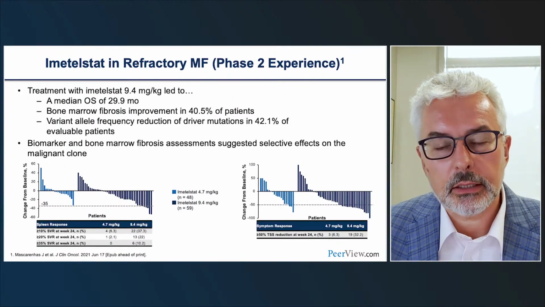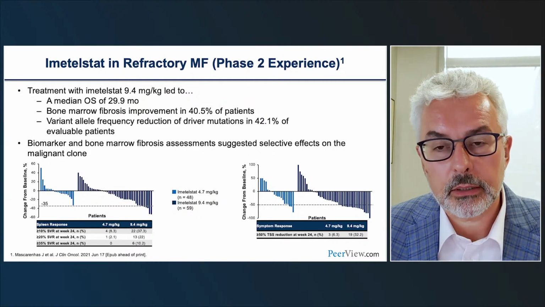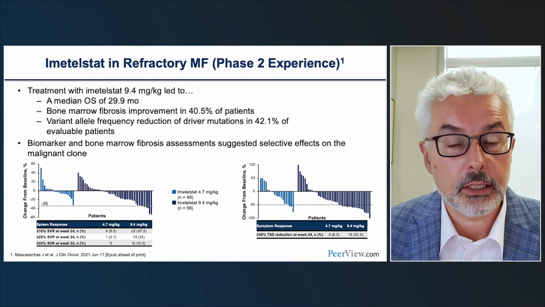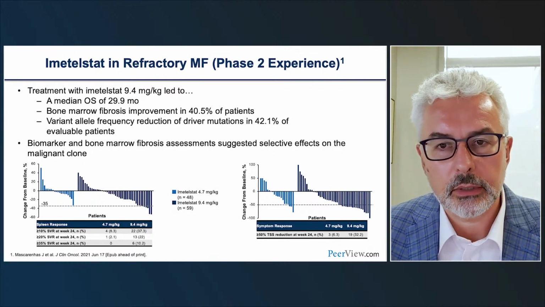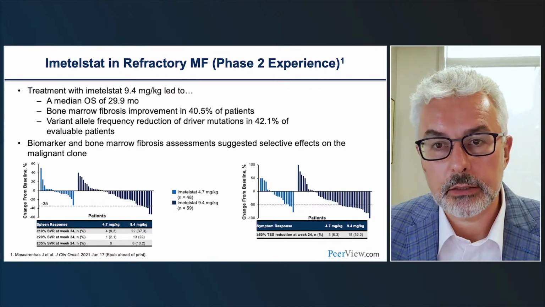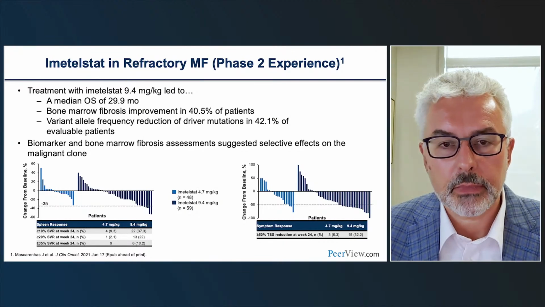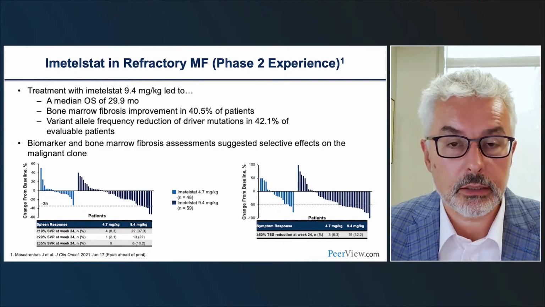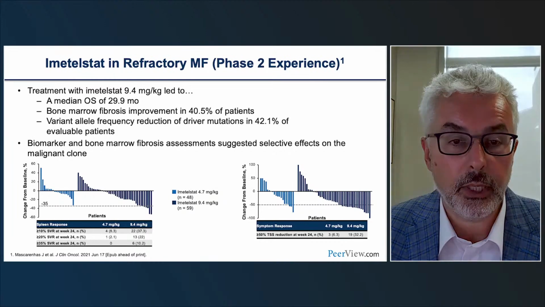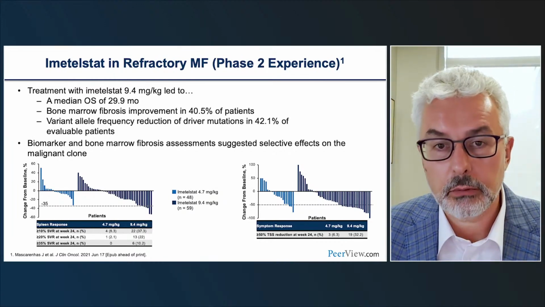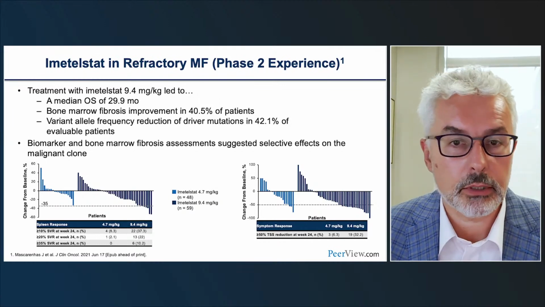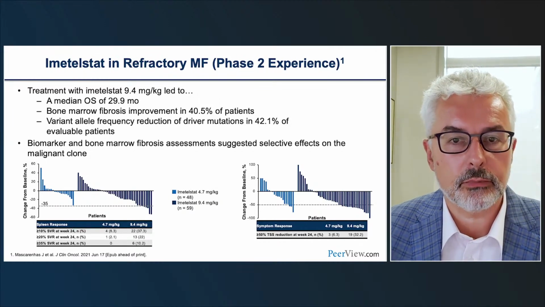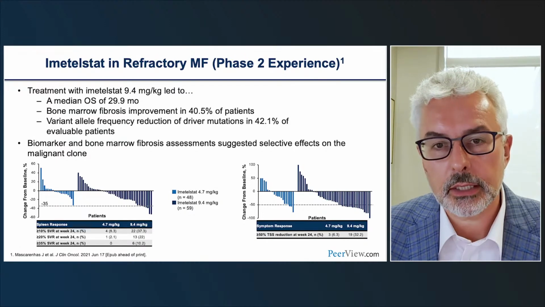Imetelstat is another interesting drug that is being developed, no less, in a phase 3 randomized study for possible approval in patients with myelofibrosis. So let me just tell you briefly about the phase 2 study experience. This was a study that was comparing head-to-head two different doses of imetelstat, a lower dose and a higher dose. The higher dose is 9.4 milligram per kilogram in a second-line setting.